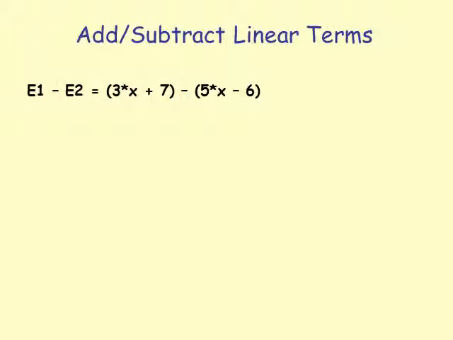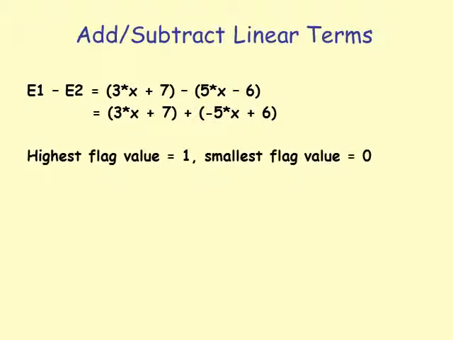We are repeating some of the sections from the previous slide, which is that after we transpose, the highest flag value now is 1. Look at here, we just transposed, and what we did is we multiplied and divided by minus 1. So when you multiply this minus sign by minus 1, it becomes positive. When I divide 5 times x by minus 1, it becomes minus 5 times x. And when I divide minus 6 by minus 1, it becomes plus 6.